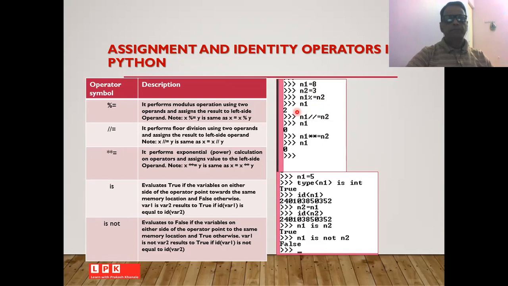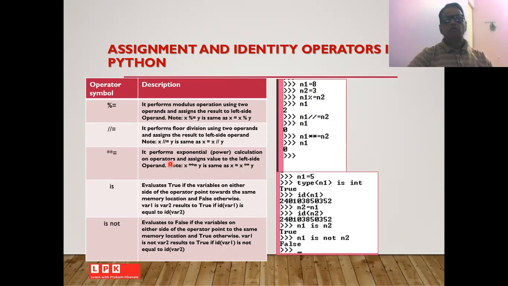for n1. Double slash equal to will perform the floor division using the two operands and will assign the result to the left hand side operand. So x double slash equal to y is the same as x equal to x double slash y. So n1 double slash equal to n2 will get the result 0 for n1.